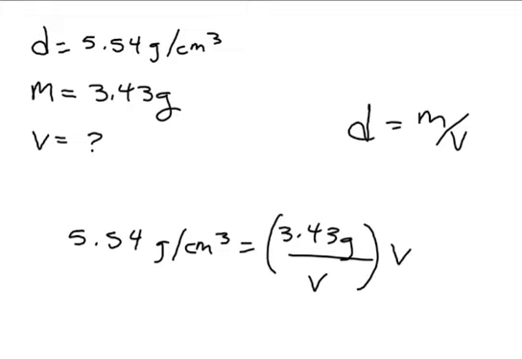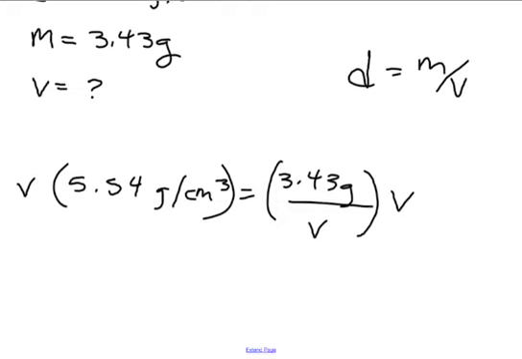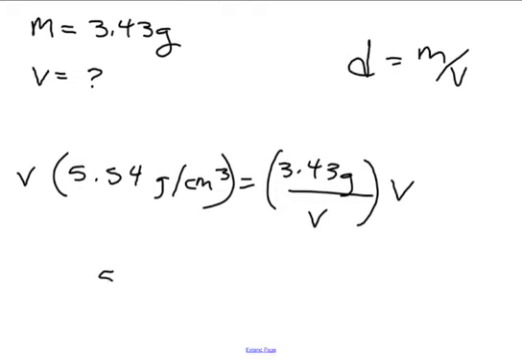So we've got to get V by itself, but first we need to get it out of the denominator. So to do that, the opposite of dividing is multiplying. So we're going to multiply both sides by V. Okay, and we get 5.54 grams per centimeter cubed times V equals 3.43 grams.